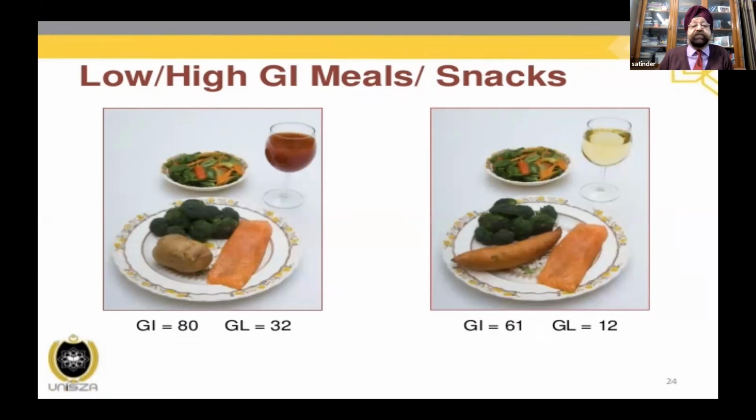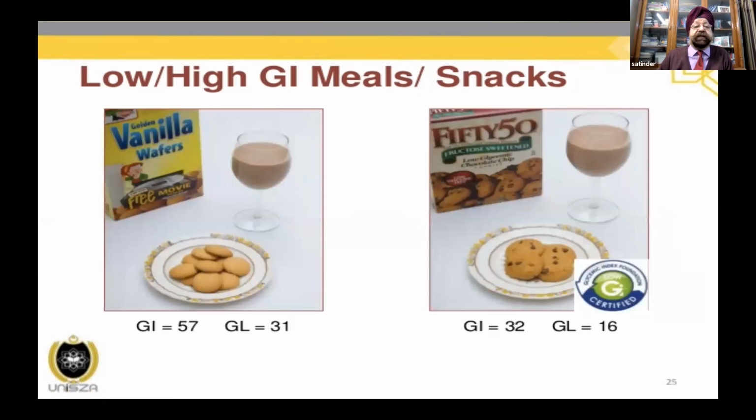And here we have changed a baked potato to a baked sweet potato, and see the difference. These things have a lot of bearing in choosing the food and how we can alter the GI in the food. Again, vanilla wafers are very high GI and GL, whereas 50-50 low glycemic chocolate chip cookies are much better.